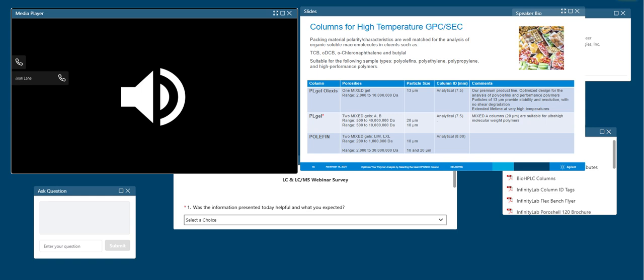Typical samples that are run using high temperature GPC are polyolefins, polyethylene, polypropylene, and many high performance polymers. The PL Gel Alexis columns are optimized for the analysis of polyolefins and these high performance polymers. Its 13 micron particle packing is highly porous, offering high stability and high pore volume for resolution. The 13 micron particle with its 10 micron column frit is important for no shear degradation for these high molecular weight polymers.